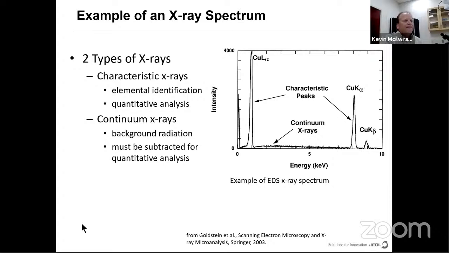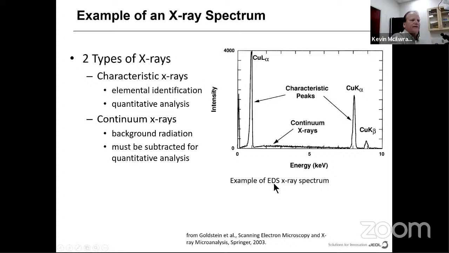We have characteristic peaks like copper, that's usually the grid material. And then we have background radiation, but we subtract this out. Now, one thing to think about in EDX is if you're looking at something and you see a peak, that peak should probably be three times above the background. So if you have 100 counts in the background, you probably want at least 300 counts in your peak for it to be significant. But there are all these different things. I'm just trying to give a really basic idea of what's going on.